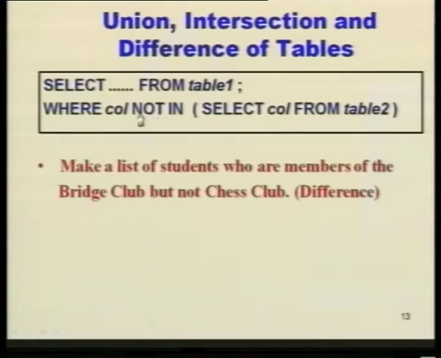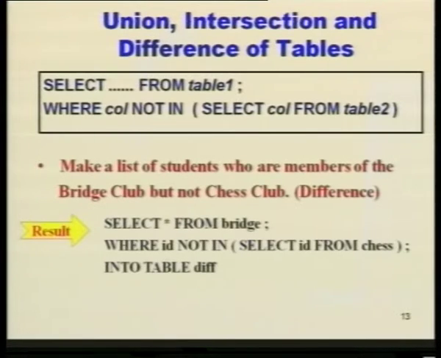Now, let us look at the next operation, not in. This is equivalent to the except operation or the difference operation. Make a list of students who are members of bridge club, but you do not want them to be members of chess club. So, that is the difference. So, select star from bridge where ID, that is because it is a primary key, not in select ID from chess into table difference. So, that is how you are going to implement it using SQL.